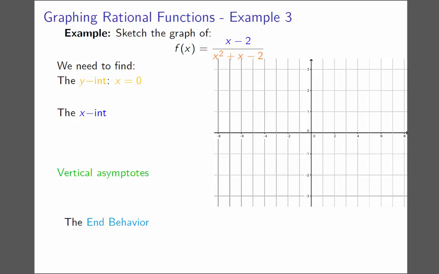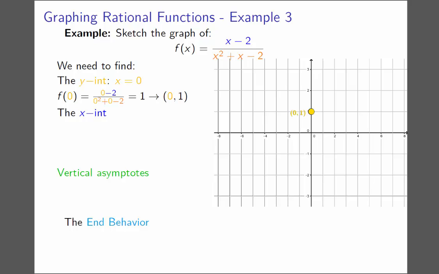For the y-intercept, we look when x equals 0. This gives us f of 0, which up top is 0 minus 2, and down bottom is 0 squared plus 0 minus 2, giving us negative 2 over negative 2, which is just 1, which means that the y-intercept is the point 0, 1, which we can plot on our graph.